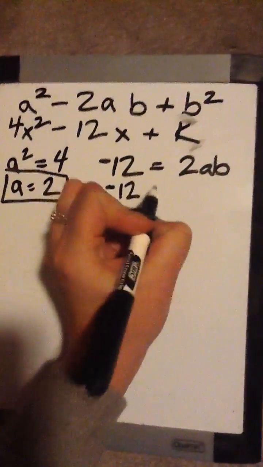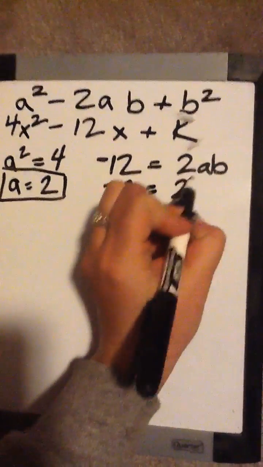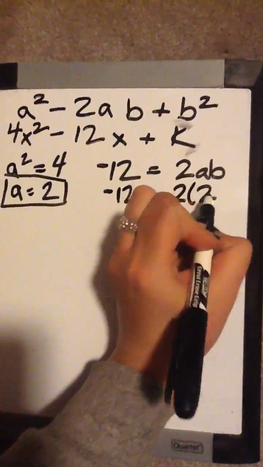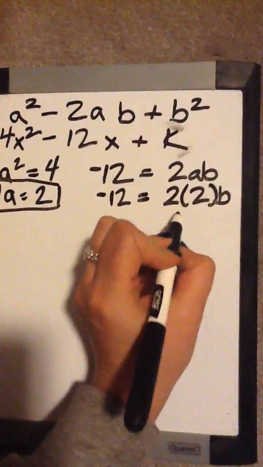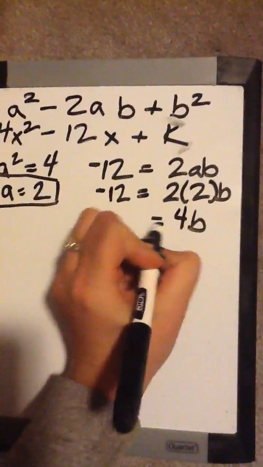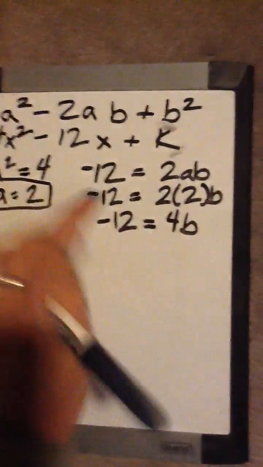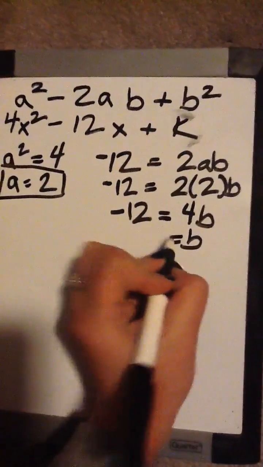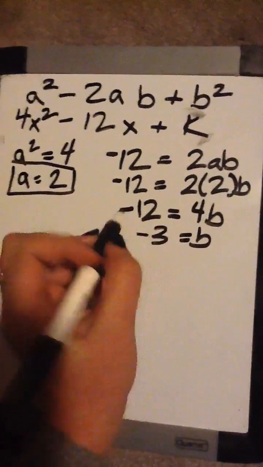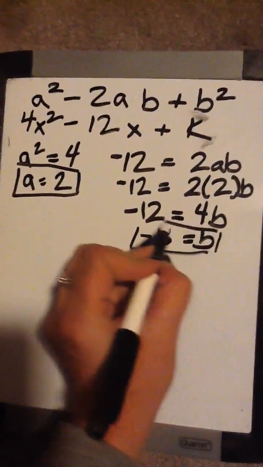So it'll be -12 equals 2 times that 2 for a times b. Just to simplify it real quick. Okay, so now what you want to do is solve for b. So I'm going to divide both sides by 4, and that'll give me -3.